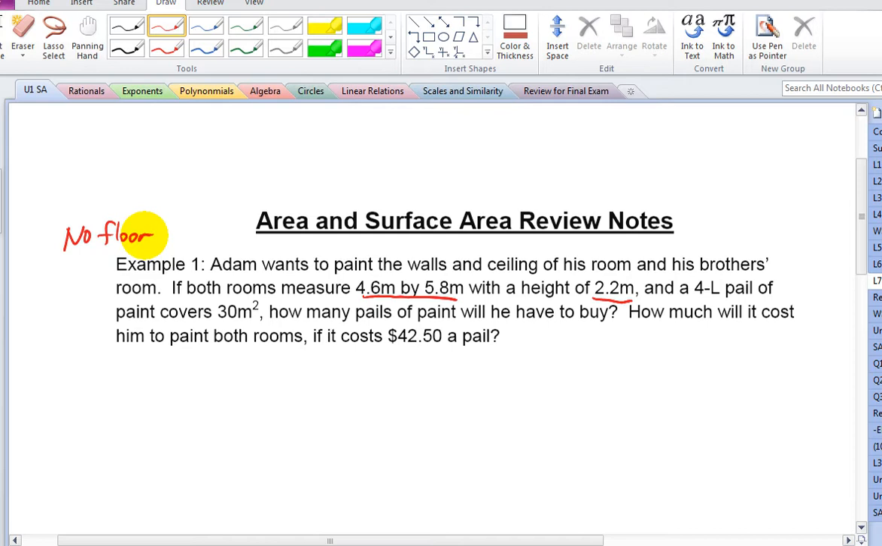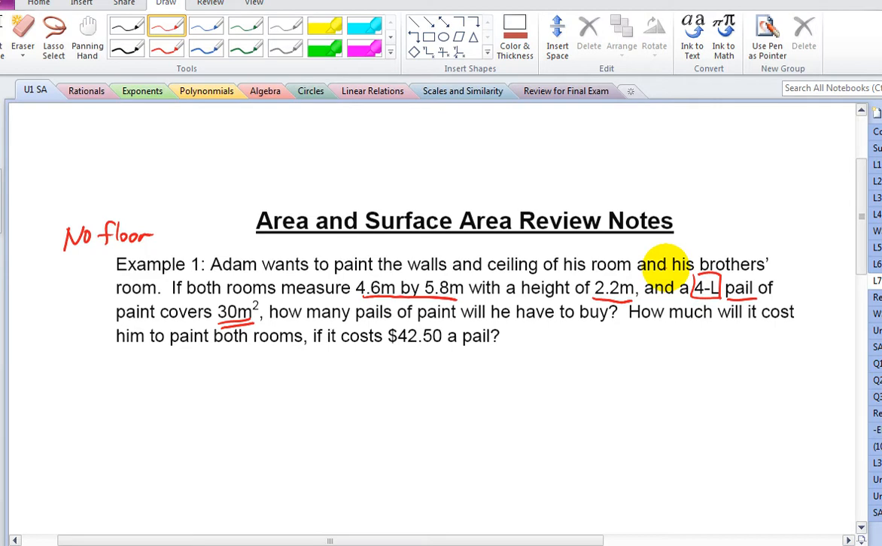Yep. A 4-liter pail covers 30 meters. Good. So we know how much one pail covers, 30 meters squared. Don't be concerned about this 4-liter jazz. That's just to mess you up. You actually don't need that number. It's just how much paint's in the pail.